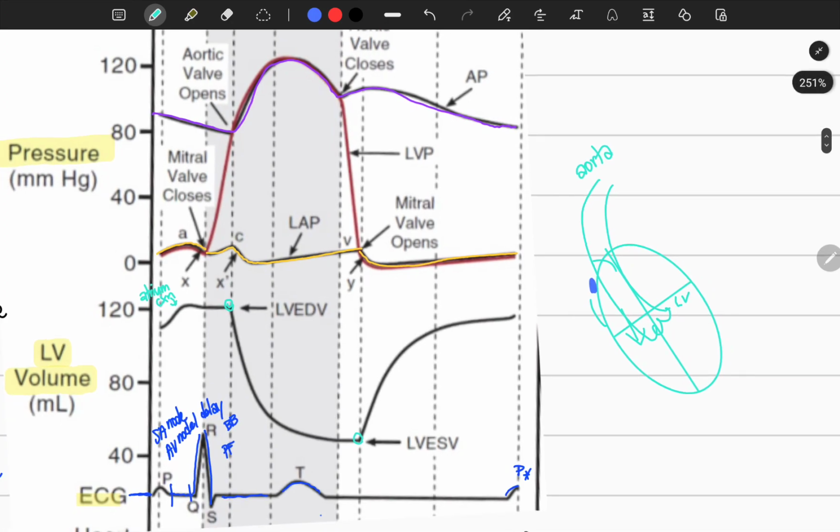This is because of passive filling. So remembering that the superior and inferior vena cava of the heart is going to bring blood into the right atrium. 80% of that blood is going to be passively filled into the right ventricle before the SA node fires and causes a contraction to push the rest of the blood into the ventricle. So that's what we see at that slow, gradual increase.